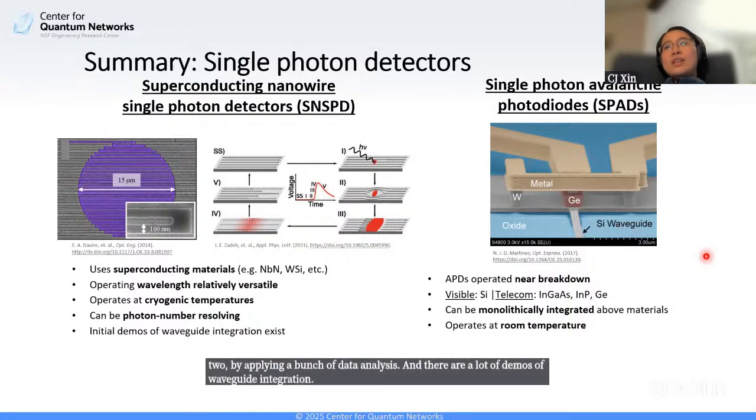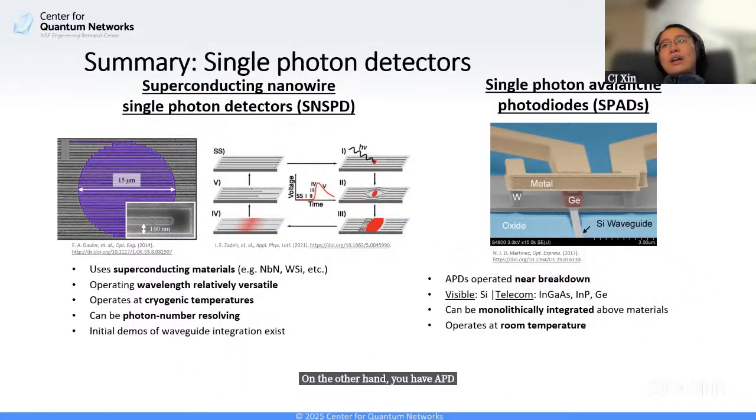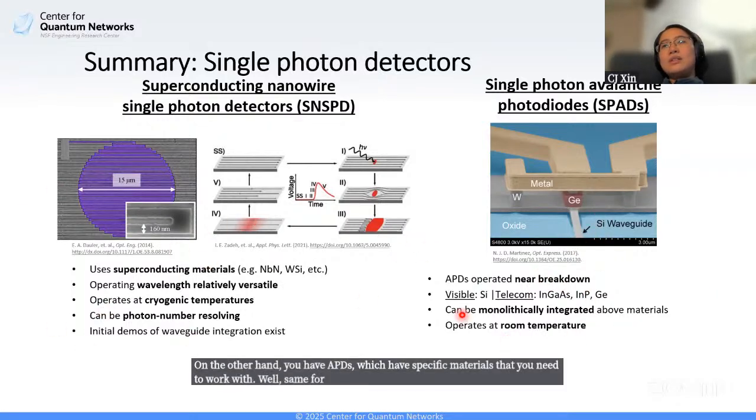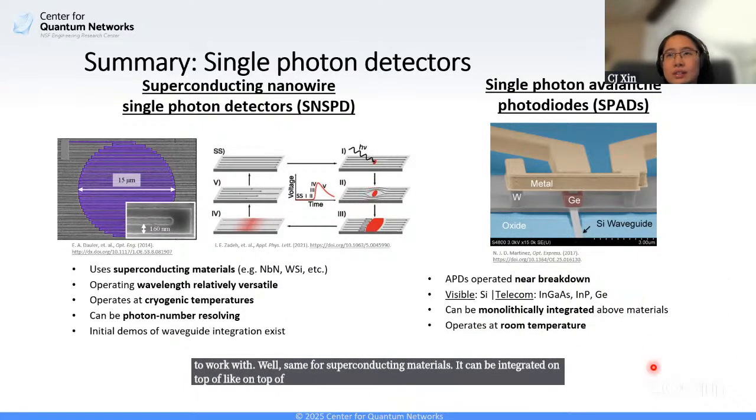On the other hand, you have APDs, which have specific materials that you need to work with. Same for superconducting materials, it can be integrated on top of a number of materials, but then it has the advantage of operating at room temperature.